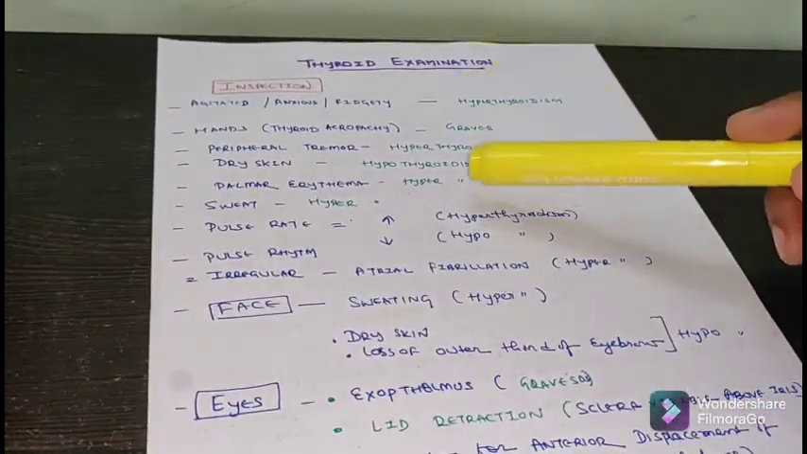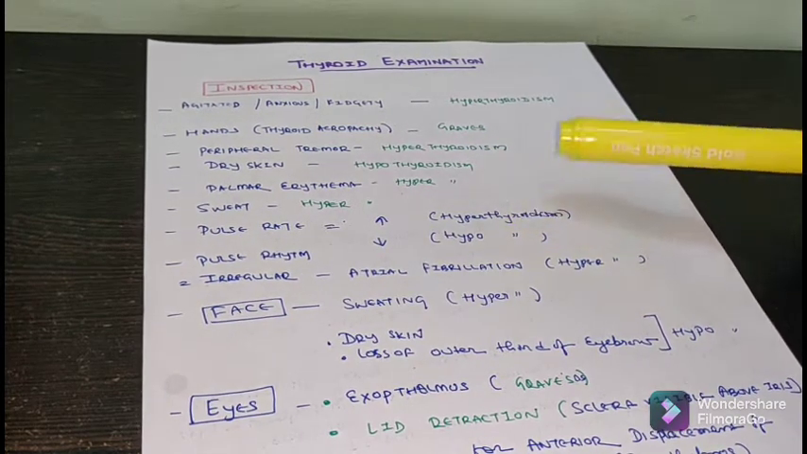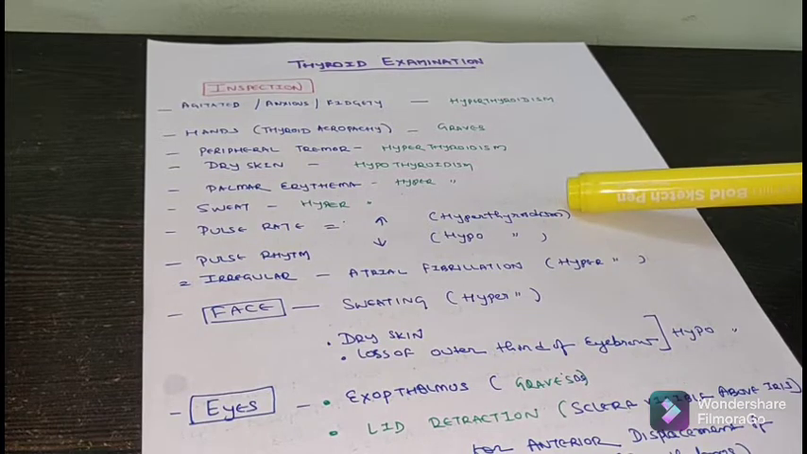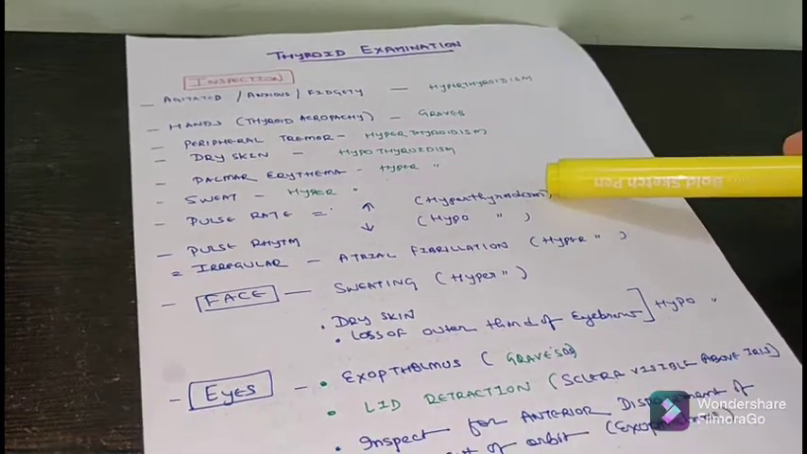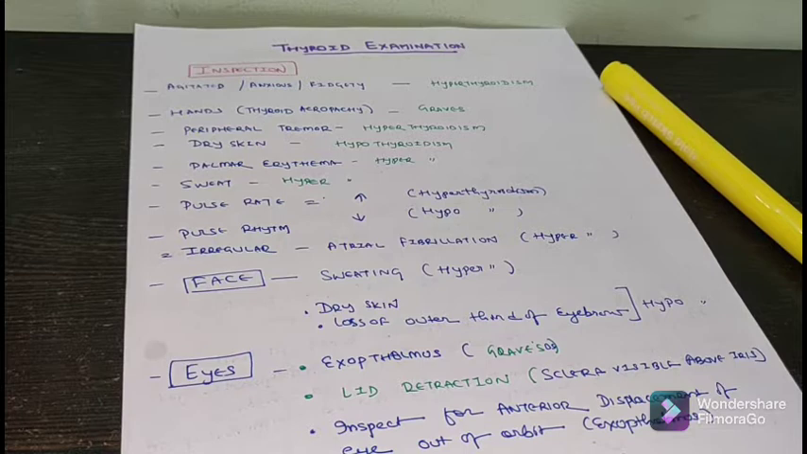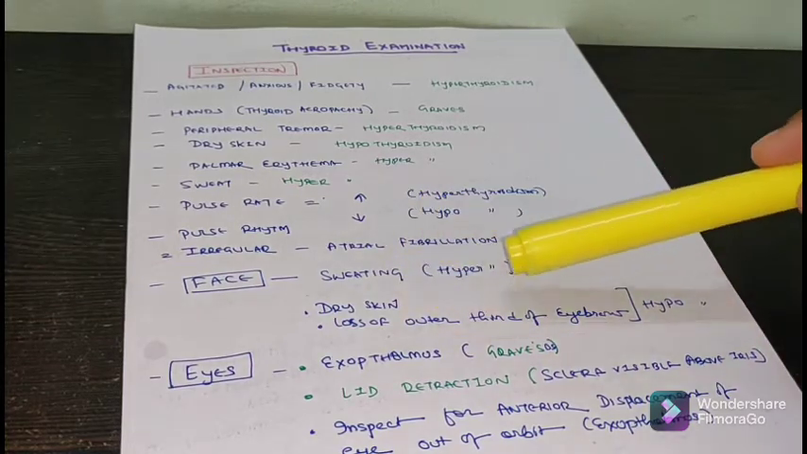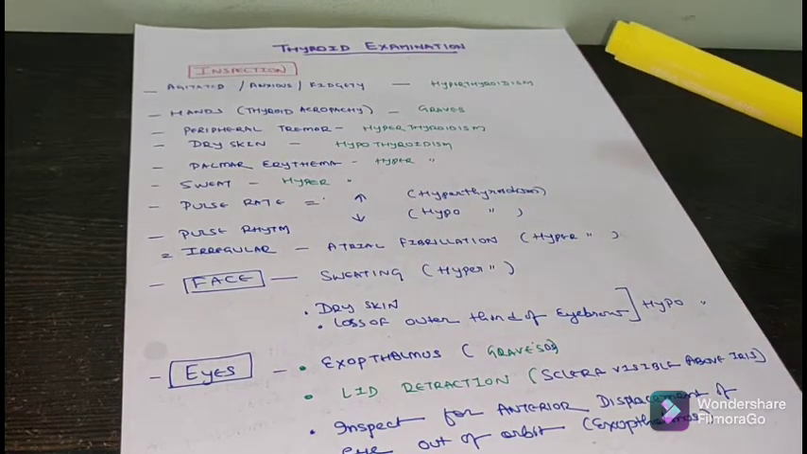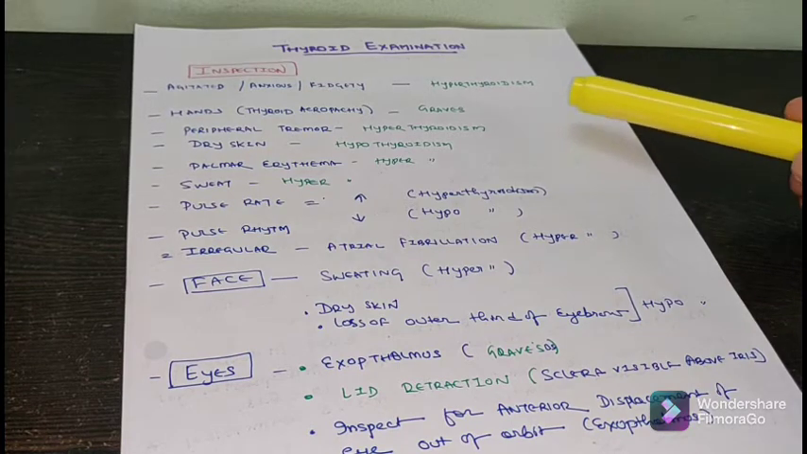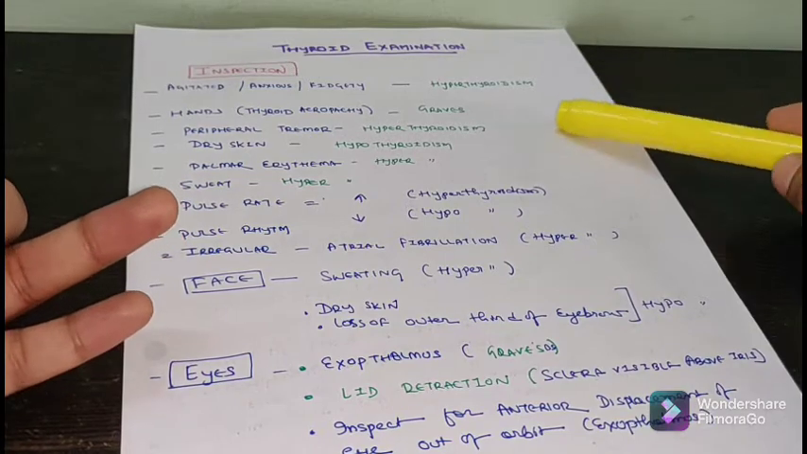In inspection, we will see the pulse rate of the patient. If the pulse rate is more, that is tachycardia, it will be seen in hyperthyroidism. And if the pulse rate is low, then it will be hypothyroidism. If it is an irregular pulse, then it is atrial fibrillation and it will be seen in hyperthyroidism. Looking at the face of the patient, if sweating is present, it will be hyperthyroidism. Dry skin, loss of outer third of the eyebrow, it is seen in hypothyroidism.